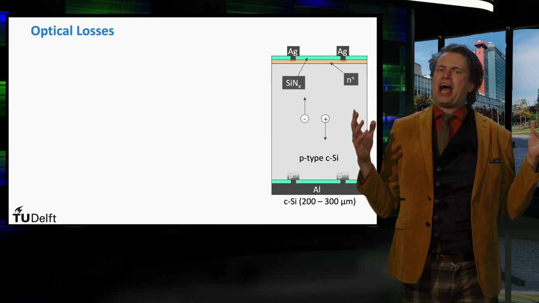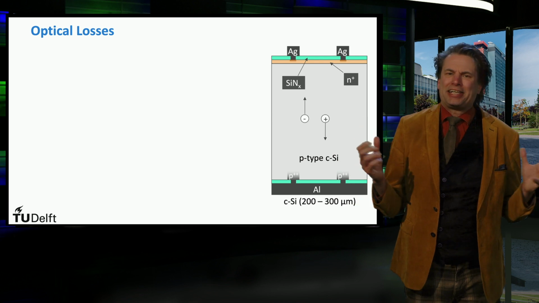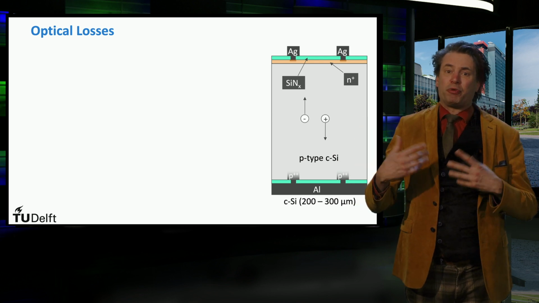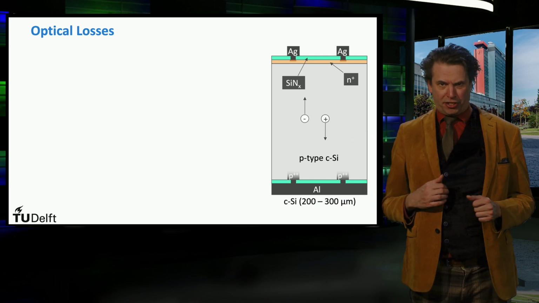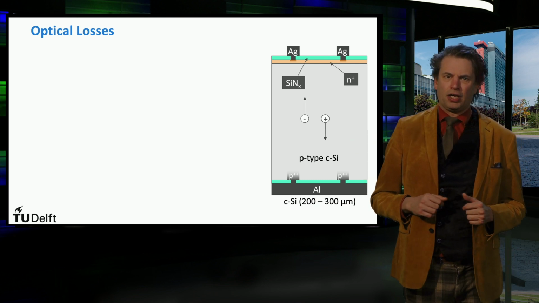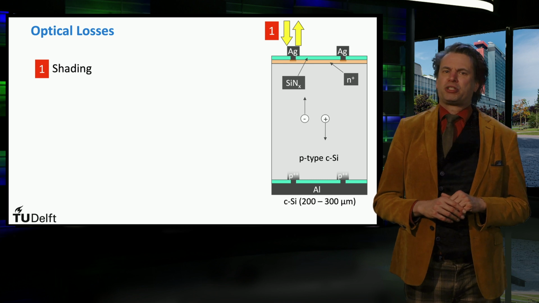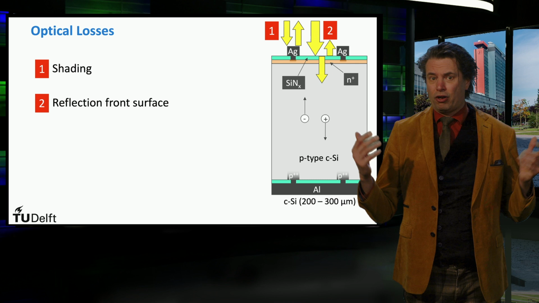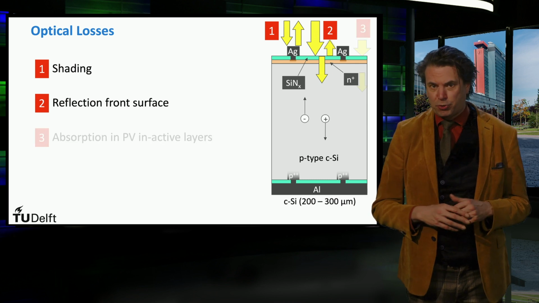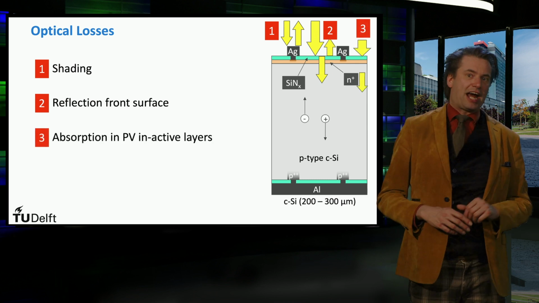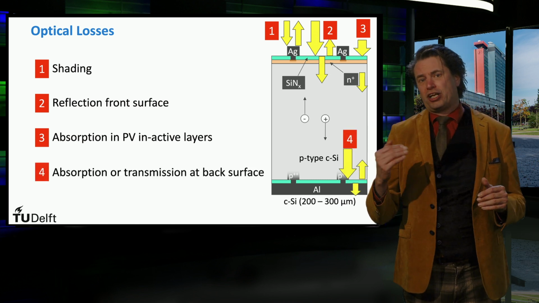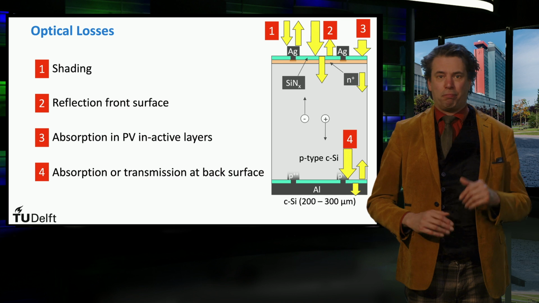Up to now we have talked about managing the charge carriers. Now we are going to discuss the management of the photons in the crystalline silicon solar cell device. The optical loss mechanisms are shading, reflection losses, parasitic absorption losses in the non-PV active layers, and light that is not absorbed in the silicon layers and is lost at the back contact.